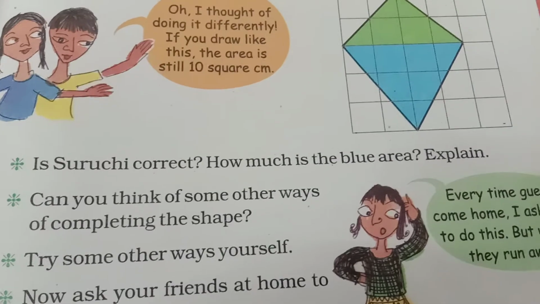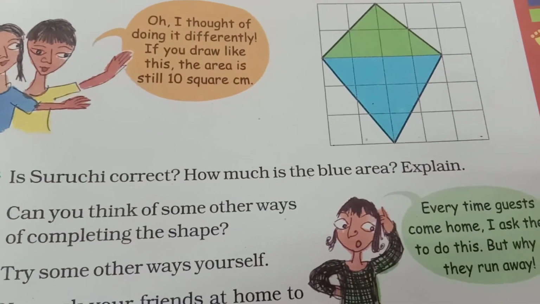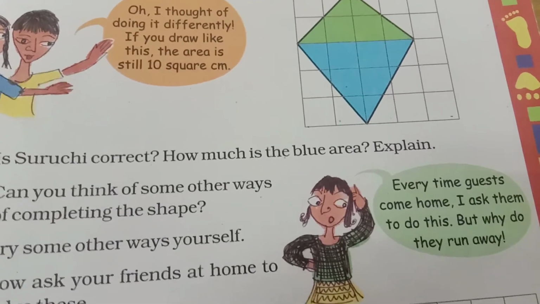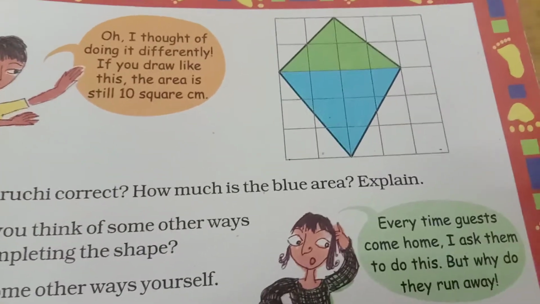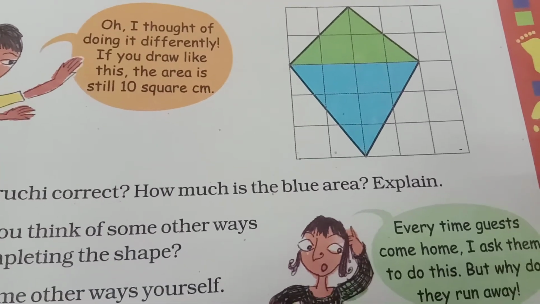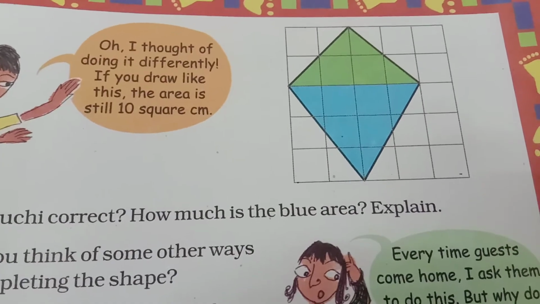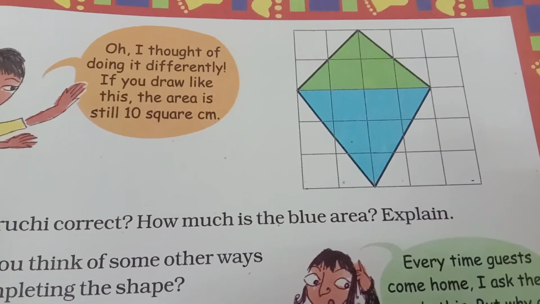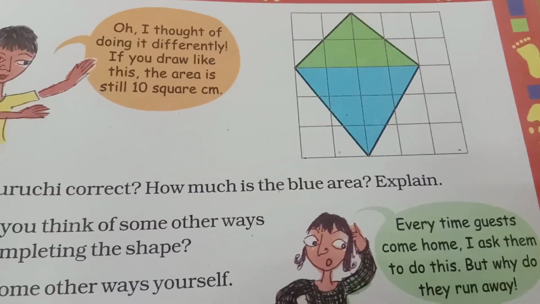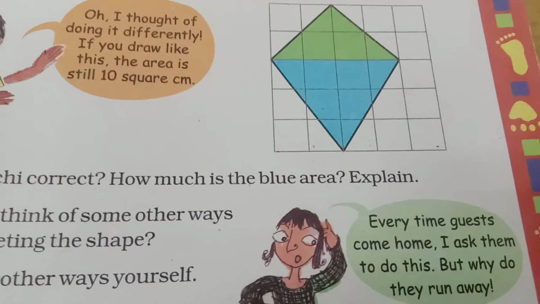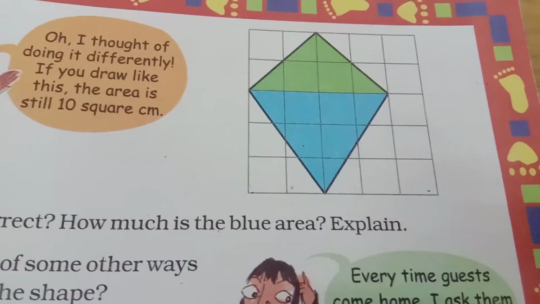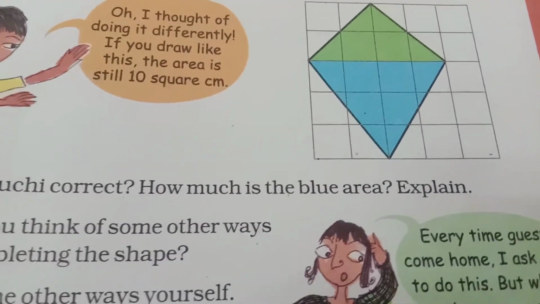Is Suruchi correct? How much is the blue area? Explain. Yes, Suruchi is correct, and the blue area is 6 square centimeters. How is it 6 square centimeters? You see here, there are 2 completely filled squares, so its area is 2 square centimeters, and there are 4 more than half filled squares, so its area will be 4 square centimeters. The rest of the squares are less than half filled. Therefore 2 plus 4 is 6. Hence its area is 6 square centimeters.